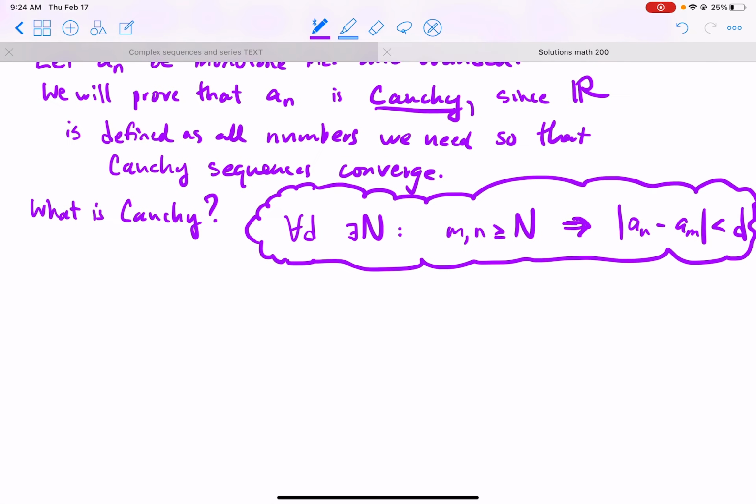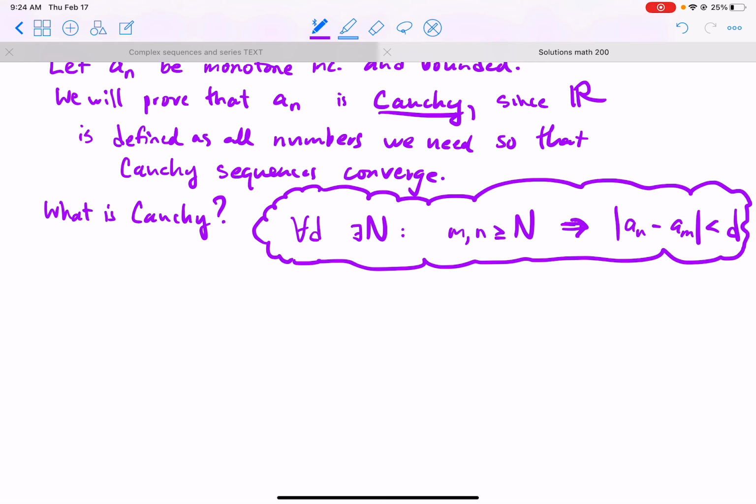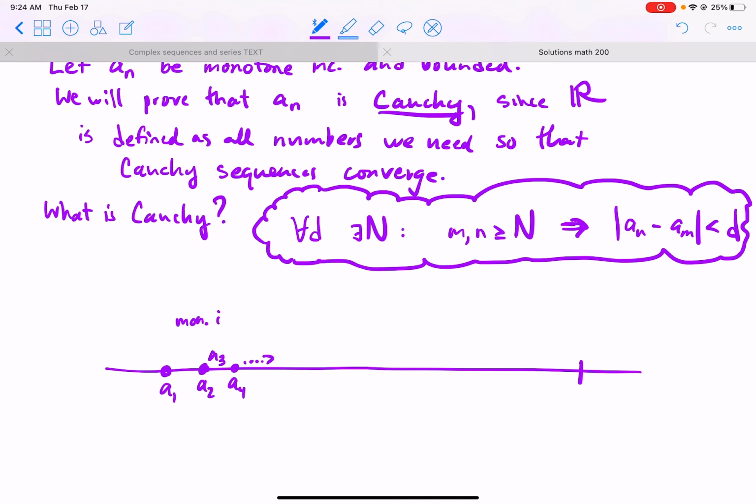Okay, so here's the picture. I'll draw the picture first. Here will be some upper bound. Here's maybe a1, then a2 is somewhere. Maybe a3 is also that same point, then a4, and so on. It just marches upward, a monotone increasing sequence. But it's bounded, and bounded implies there exists an upper bound. Let's call it U for upper bound.